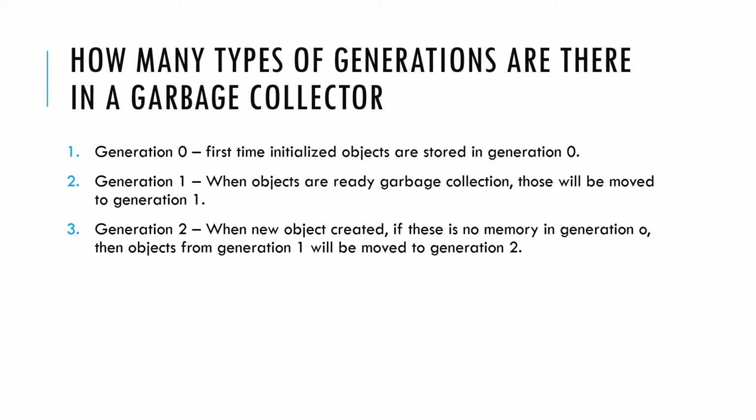In generation 0, the newly initialized objects are stored. In the case of generation 1, when the objects are ready for garbage collection, those objects will be moved to generation 1 from generation 0. And in the case of generation 2, when a new object is created, if there is no memory in generation 0, then generation 0 objects will be moved to generation 1 and generation 1 objects will be moved to generation 2.